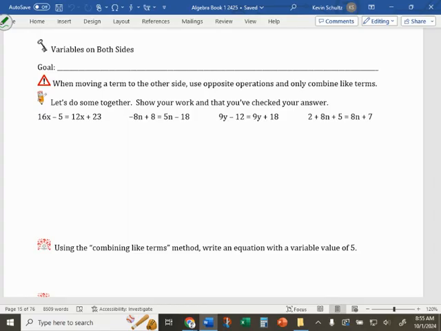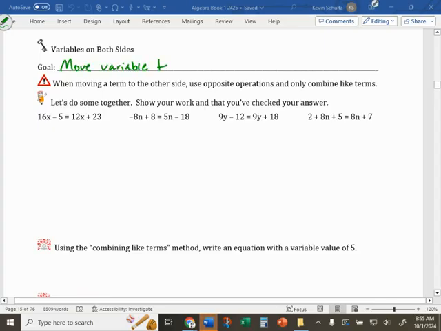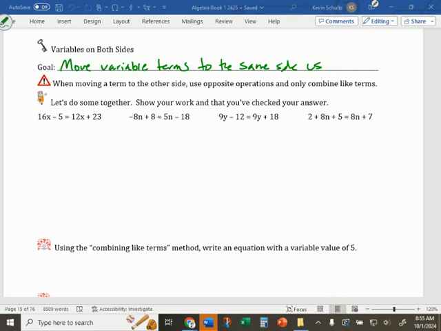Opposite operation. Correct, sir. The goal is to move variable terms to the same side using opposite operations. I used to call it ops until op became like a bad word.